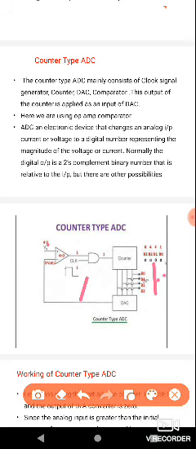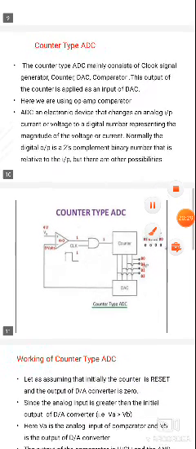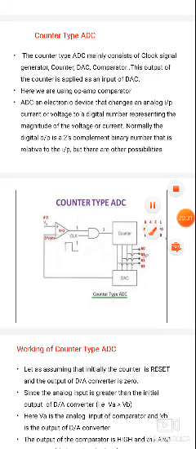Normally the digital output is B0, B1, B2, B3. So the digital output is a 2's complement binary number that is relative to the input, and also some other possibilities. So this is the general counter type block diagram.